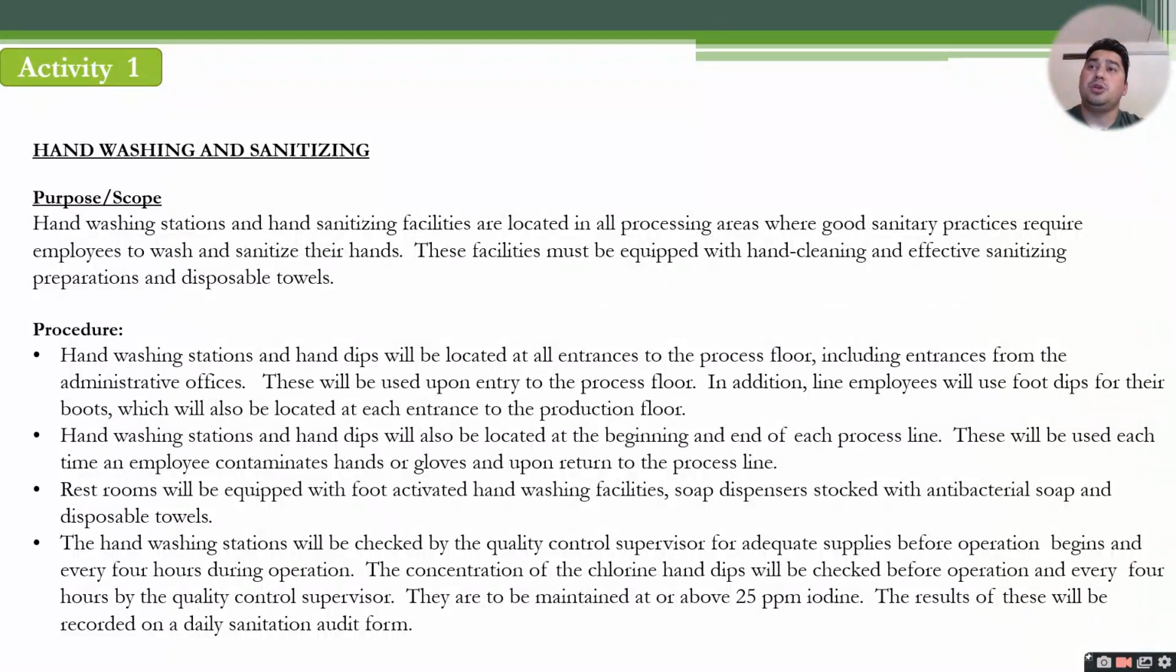So these are the things you need to maintain before entry of the food production area, whichever door is going directly to the production area. In that door, before you enter the food production area, there should be hand washing and sanitizing facilities.